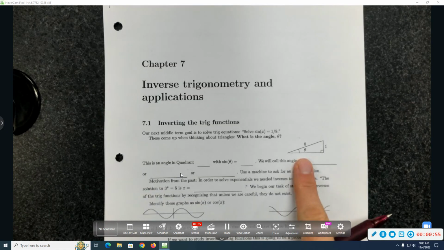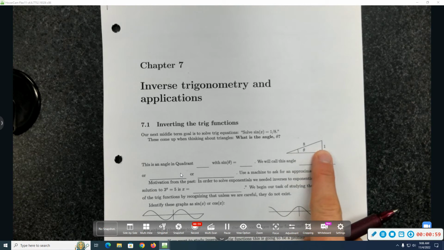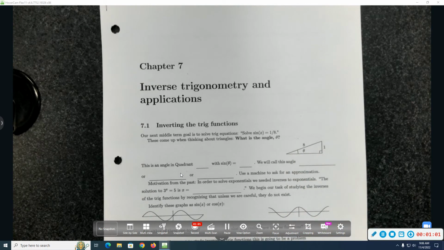So here is a right triangle. Its hypotenuse is length 8. It has opposite side length 1. Let's suppose you wanted to know what on earth is that angle theta. You could say some things. It looks like it's a positive angle. It's certainly less than 90 degrees because it's an angle in a triangle. In fact, it looks like it's less than 45 degrees.